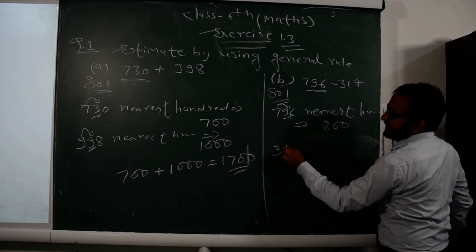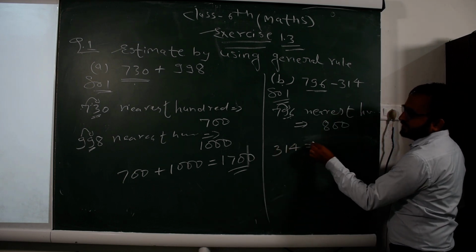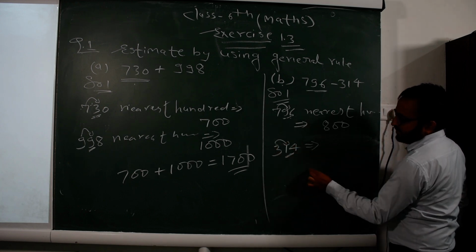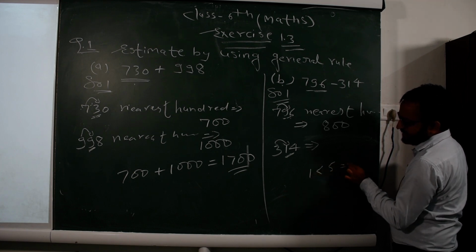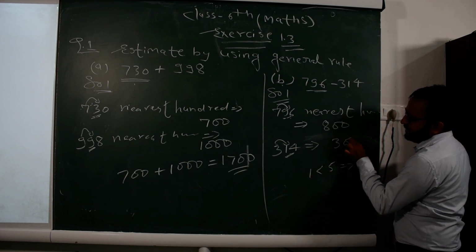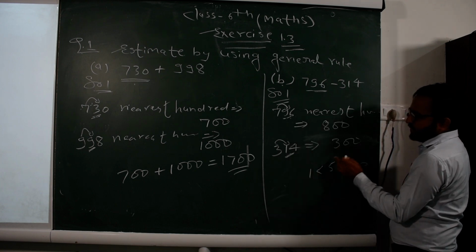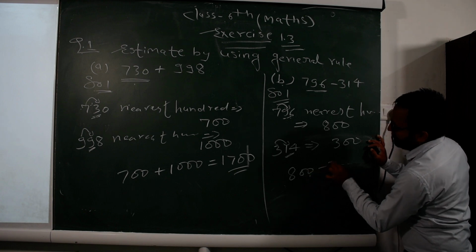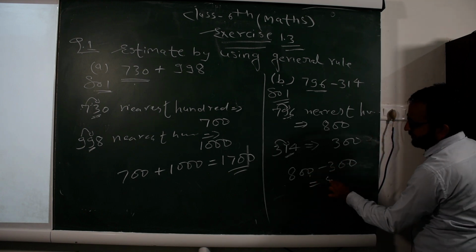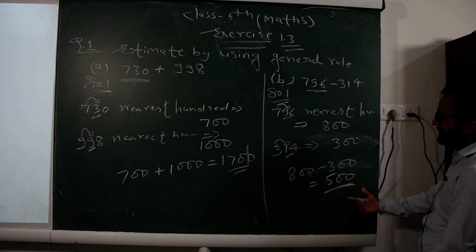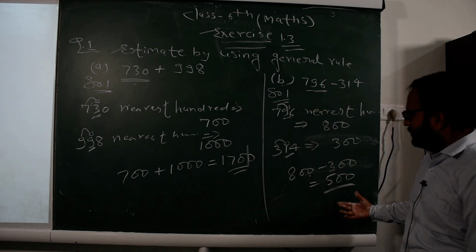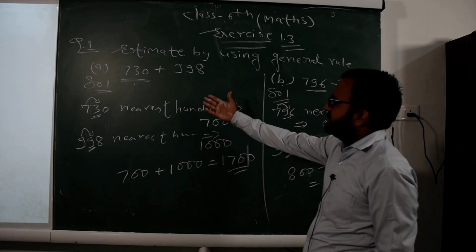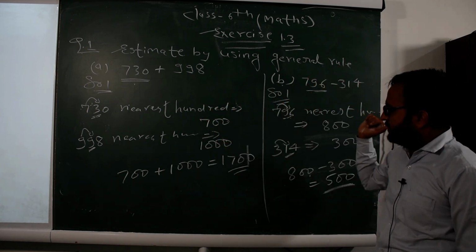Same as 314. 314 to the nearest 100, 1 is less than 5, so we consider it as 0. That means 314 is nearest to 300. Now we just subtract: 800 minus 300 equals 500. This is the estimated subtraction for this question. Your answer will be 500. Okay, so this is the solution of A and this is the solution of B.